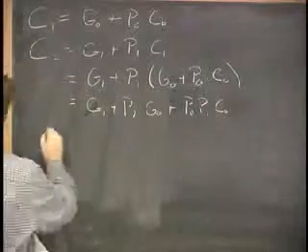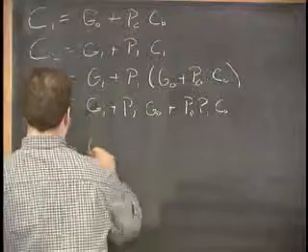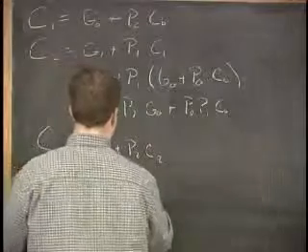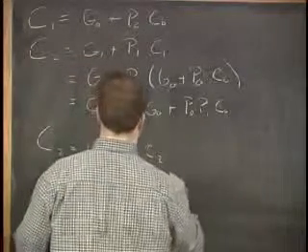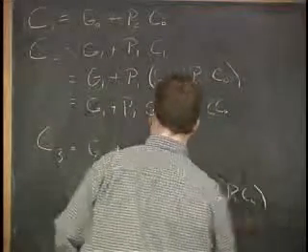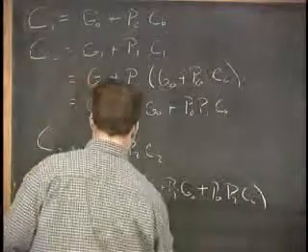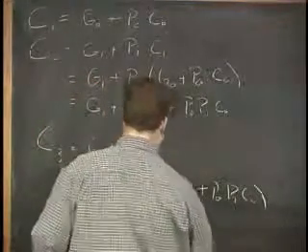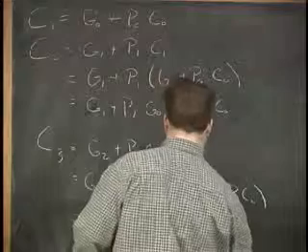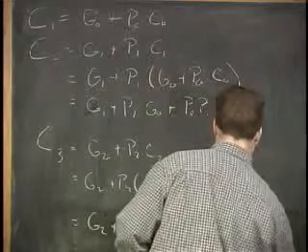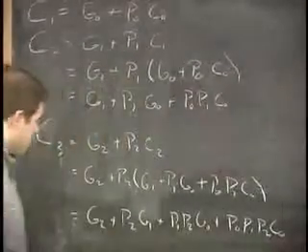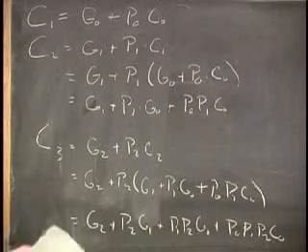Okay? And then if we do one more, C3 equals G2 plus P2 C2, which equals G2 plus P2 times G1 plus P1 times G0 plus P0 P1 C0, which equals finally G2 plus P2 G1 plus P2 P1 G0 plus P0 P1 P2 C0. So as we can see, we can go ahead and write this recursively.